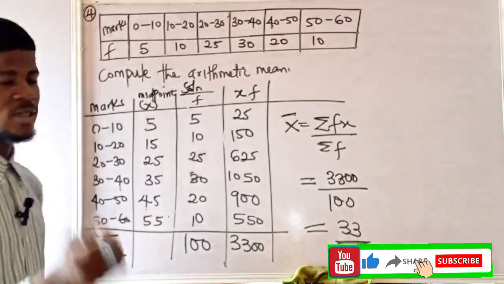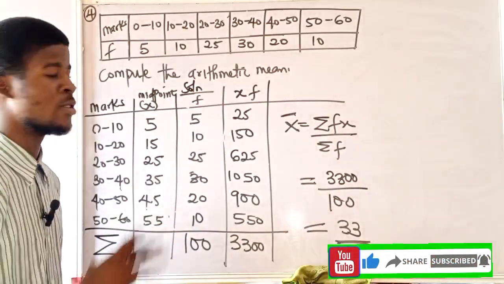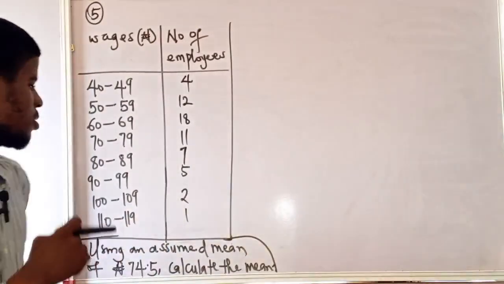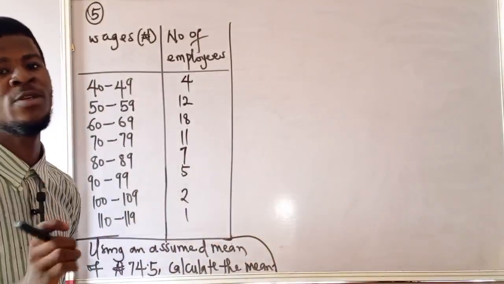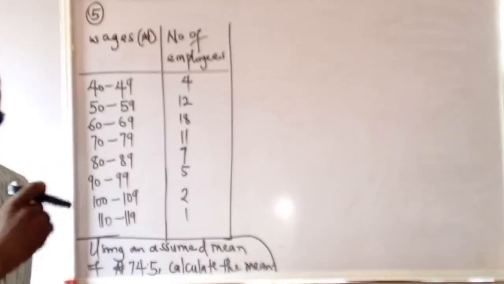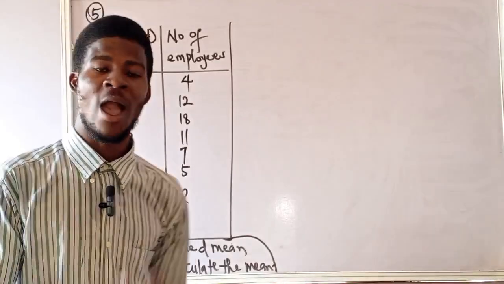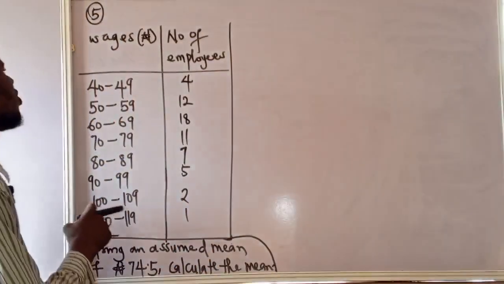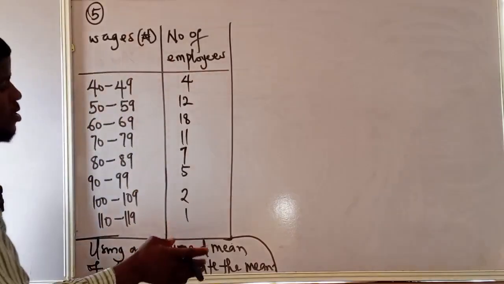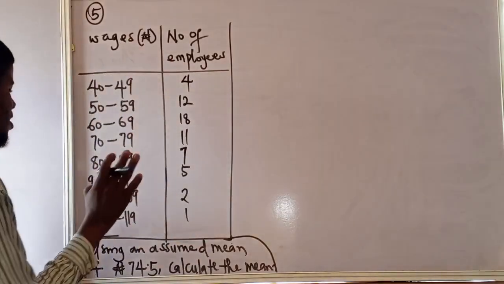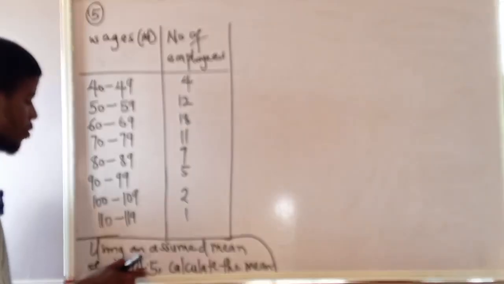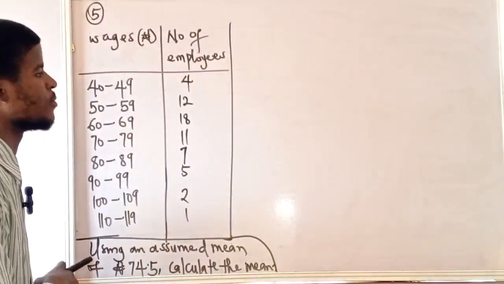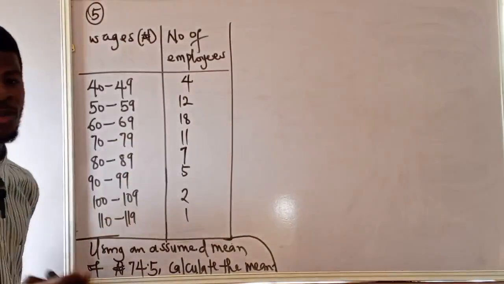Alright? Let's see the last question that we have under this arithmetic mean. This question has to do with assumed mean. Sometimes we may be asked to determine the mean of a distribution when there is an assumed mean given, or we can be asked to determine the assumed mean ourselves. In this case now, we are given a distribution of wages of some employees in a certain company, and the assumed mean is 74.5. But we are asked to determine the actual mean of this distribution.